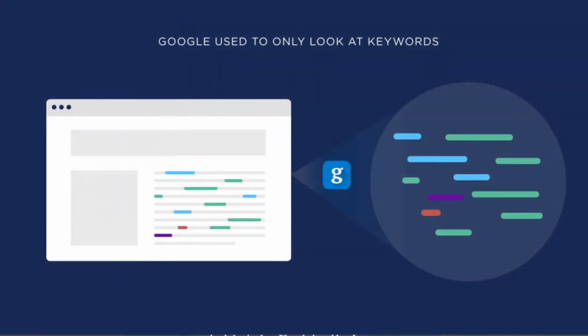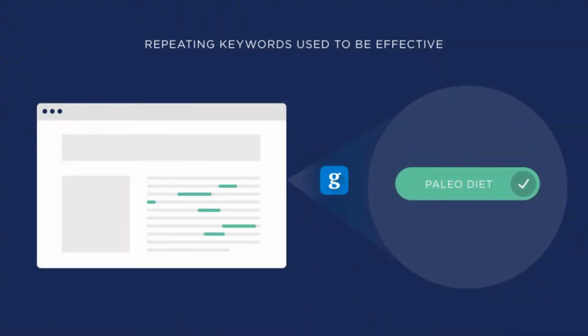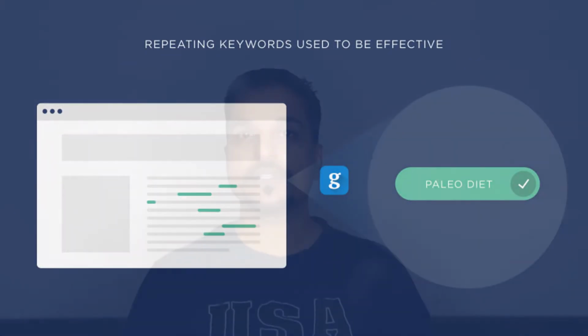Back in the day, Google evaluated a page's topic based 100% on keywords. For example, if you wrote a page that used a keyword Paleo Diet over and over again, that told Google that keyword appears to be all over the page. This page must be about Paleo Diet.